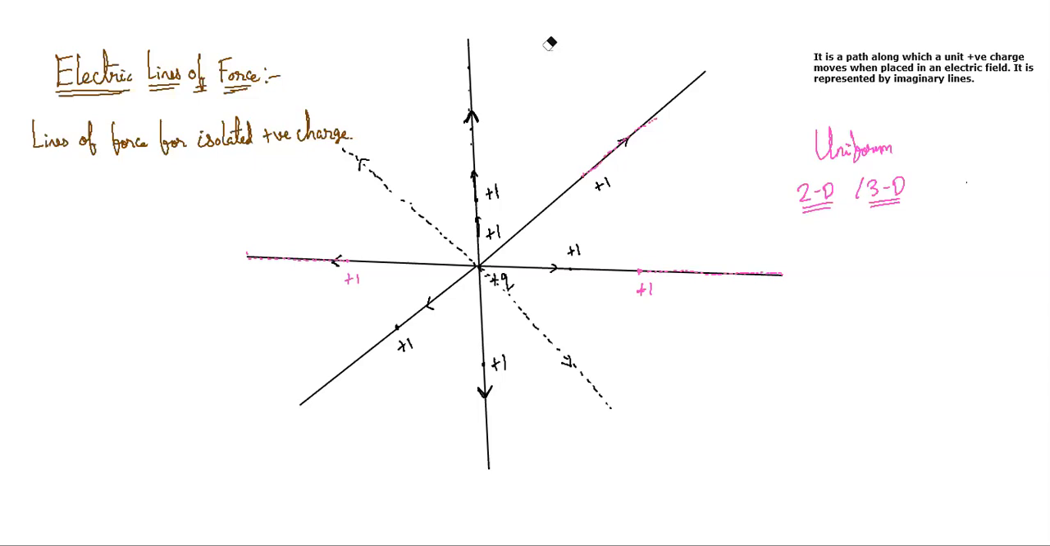Yes, Amisha. So it will always move along the line joining the centers of the charges. It will always move along the line joining the centers. And that is okay, but what is the meaning of 2D here?